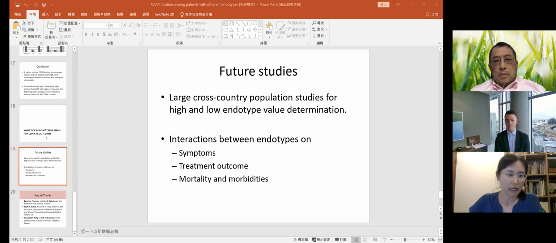And second, in the results I showed you, I dichotomized the patients with the four phenotypes respectively, I mean separately, but there are certainly some interactions between them. For example, how would a patient with high collapsibility and low arousal threshold differ from a patient with high collapsibility and high arousal threshold? We haven't known that yet. So next step, I would like to examine the interactions between those endotypes, how they influence each other, and how this interaction associates with symptoms and treatment outcomes and mortality and morbidities.